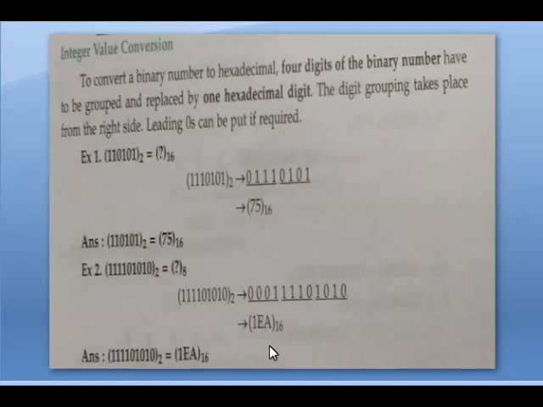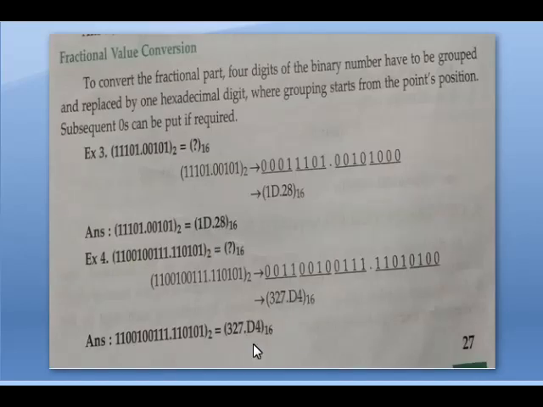Next is fractional value conversion. For the integer part we have to take the digits from right to left and group them with 4 numbers, and for the fractional part from left to right we have to do the grouping and find out the hexadecimal equivalent numbers. So students, in this part we are going to stop here, and the remaining part we will see in the next class.